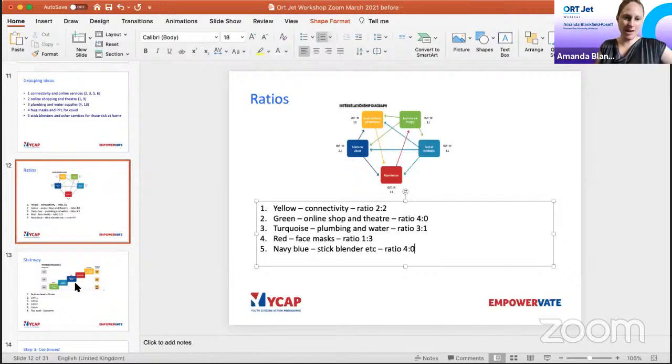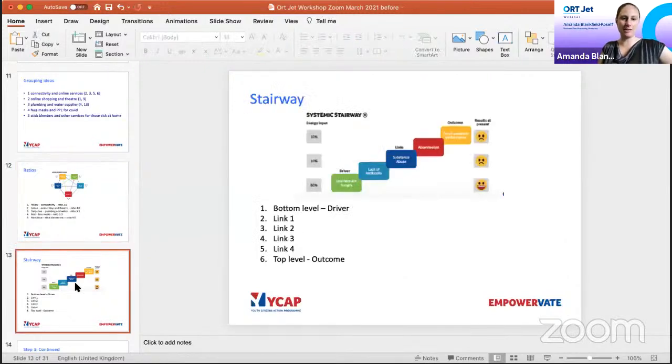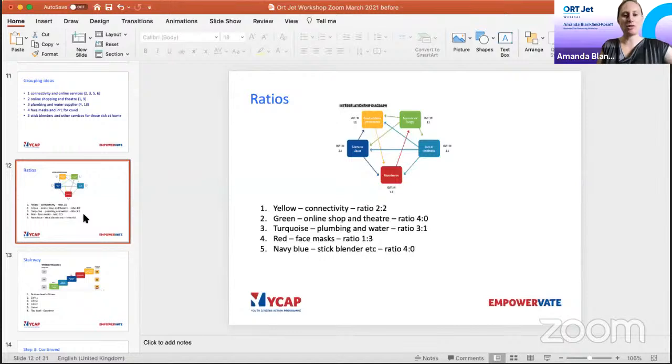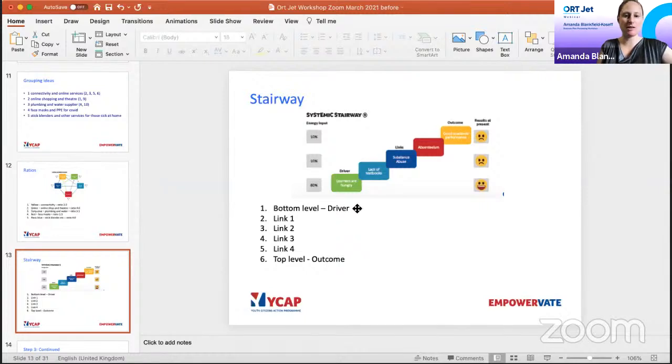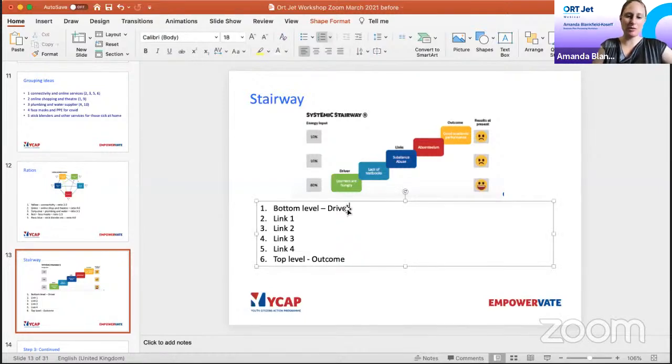So the whole point here is now we're going to draw a stairway like this, okay? And the one that goes at the bottom of the stairway is the one that has the highest ratio. If you look here, the highest ratio is the online shopping and theatre. So that goes at the bottom of the stairway. So that is the driver. And I'll explain what these mean after I've written all of these things in.